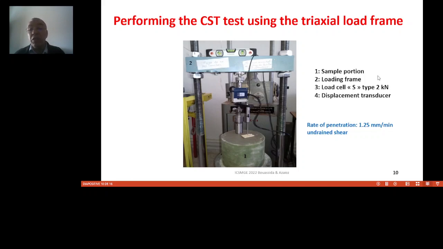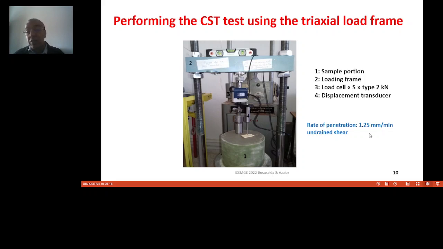So as we can see, the sample portion we got from the consolidation cell, that is 1, and the loading frame we used, the loading frame of the triaxial apparatus. 3 is the load cell we can see here to measure the force, which is the reaction of the soft soil when the CST penetrates the soil. And 4, it's a displacement transducer to measure the settlement or the displacement of the soil at upright.